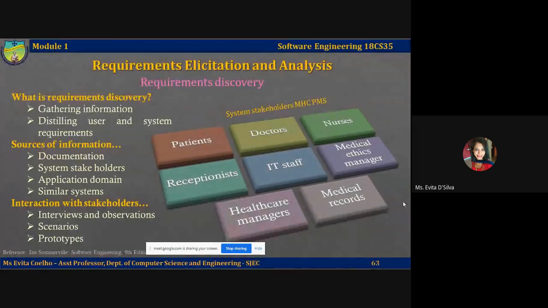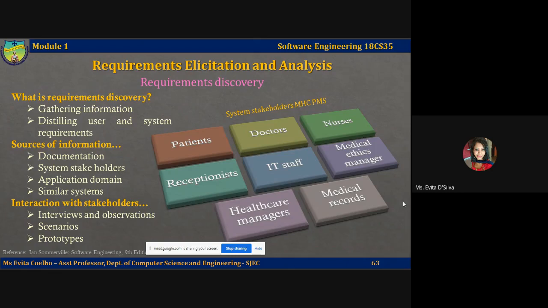In this lecture video, we will talk about the first phase, that is requirements discovery. In the previous lecture video, we saw the 4 high-level activities of the requirements elicitation and analysis process. The different high-level activities were requirements discovery, requirements specification, requirements classification and organization, requirements prioritization and negotiation. We will talk about the different ways of discovering requirements in this lecture video.